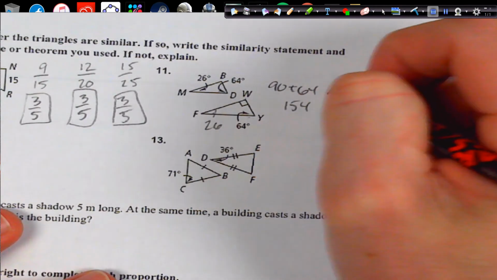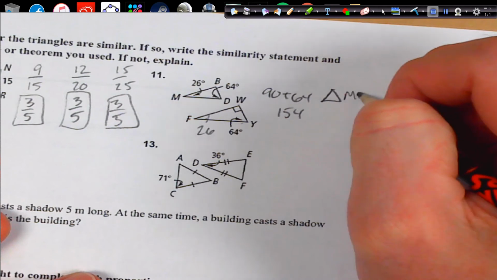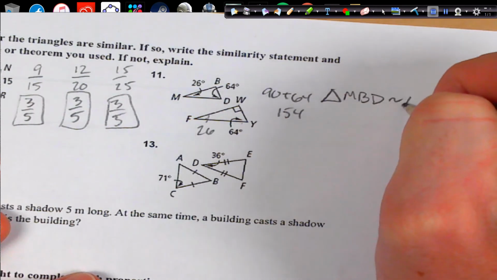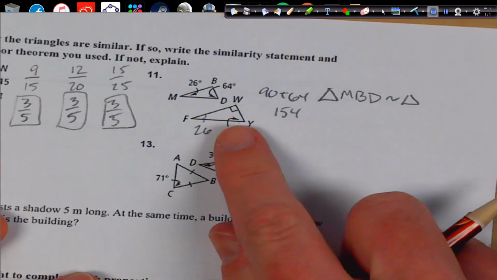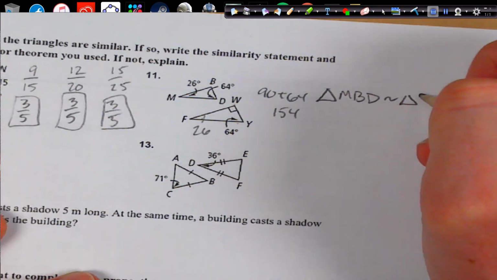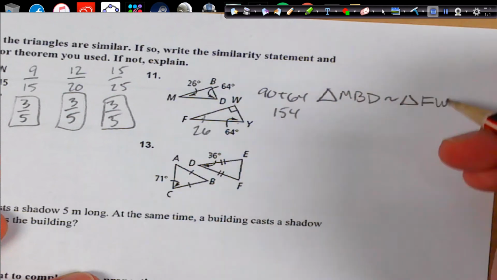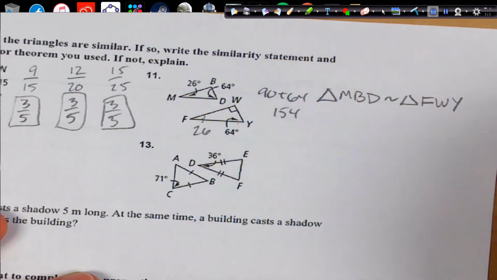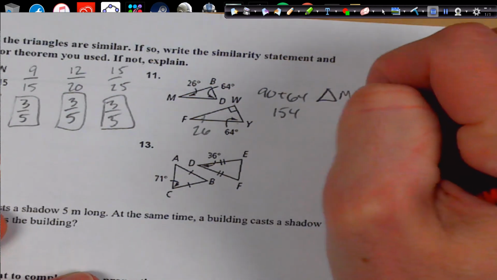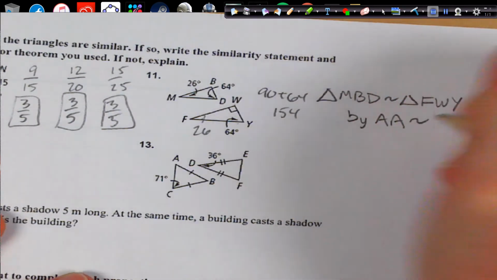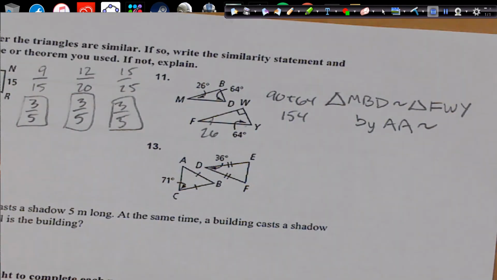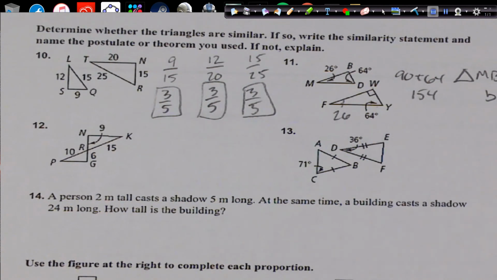I have room over here, so I'll just do it over here. MBD is similar to triangle. Okay, so 26 is the F, B is the 90, and D is the 64. And this is going to be by angle-angle similarity. Alright, so far two triangles that work, and let's move on.